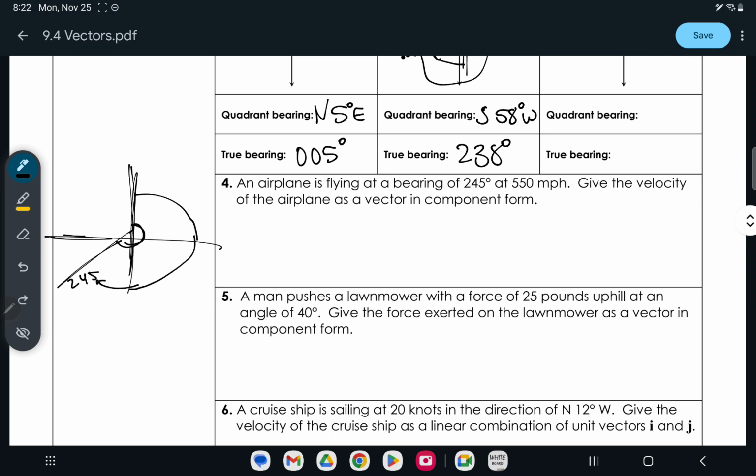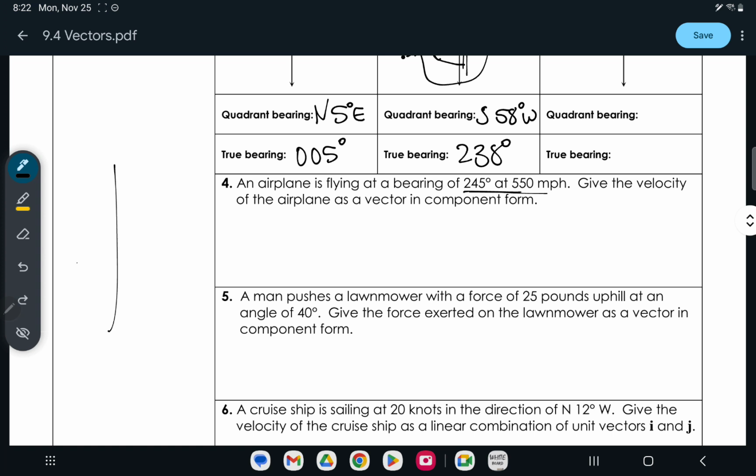Okay, I had to phone a friend real quick. So let me start all over with this problem. An airplane is flying at a bearing of 245. So my drawing is not incorrect. Of 245, going 550 miles per hour. Give the velocity as a component.